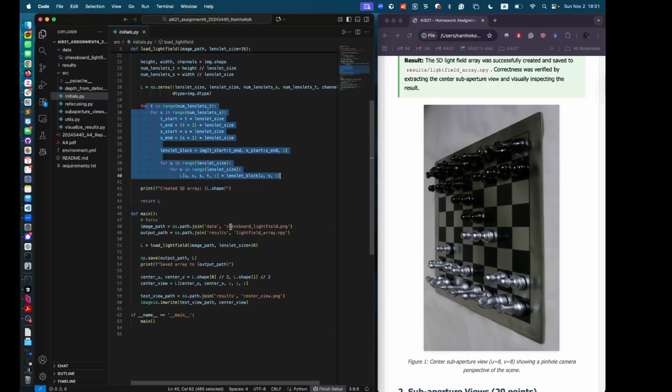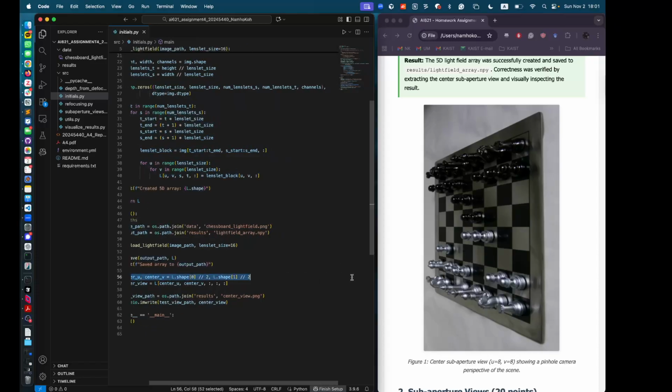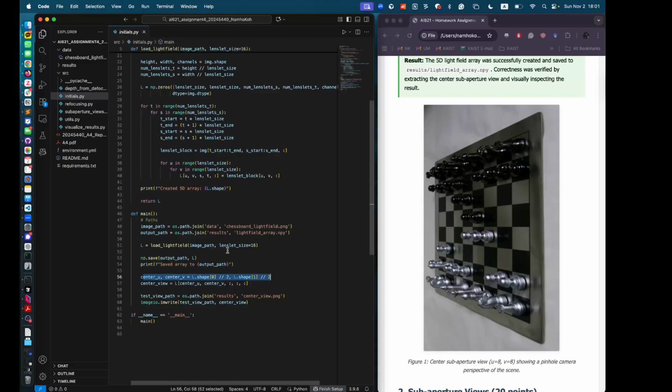Now, the result is a 205 megabyte array with a shape of 16 by 16, 700 by 400, and 3. And at line 56, as you can see here, we verify correctness by extracting the center sub-aperture view, which you can see here. It looks like a pinhole camera image of the chessboard.